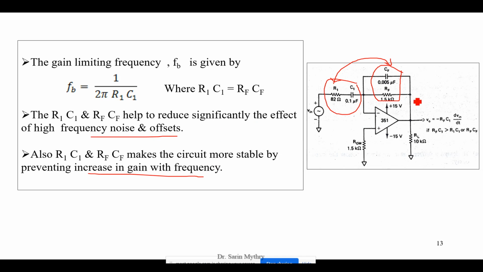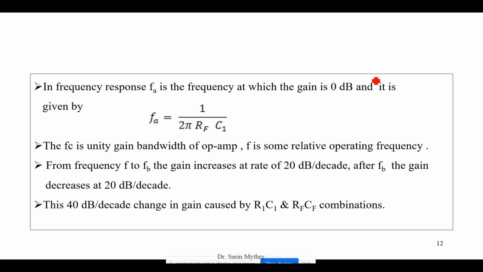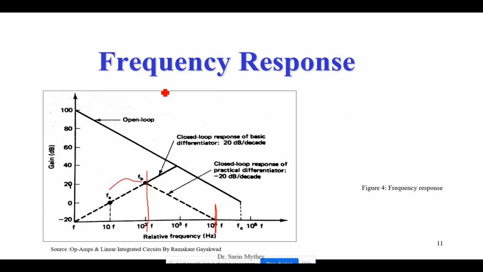But here what is happening? The gain has become 0 dB whenever you have made this combination of CF and RF, and it has also reduced the noises or offsets. So you can see now what is happening here. We have seen FA is lesser than FB and FB is lesser than FC in this case. You can see FA, FB and FC. FA is less than FB, FB is less than FC.